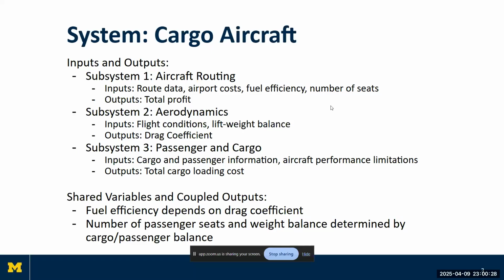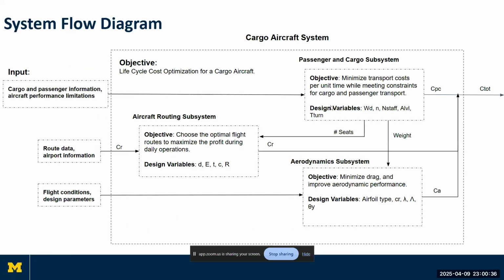A few shared variables include fuel efficiency depending on drag coefficient, and number of passenger seats and weight balances determined by cargo passenger balance. This is our system flow diagram. A few things to note here are that the passenger and cargo subsystem flow into both the aerodynamics and the aircraft routing subsystems. So you'll see those dependencies further on in the report.